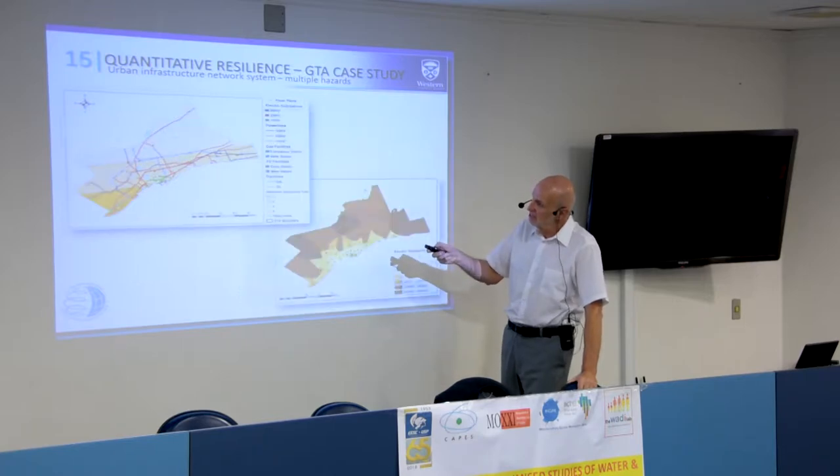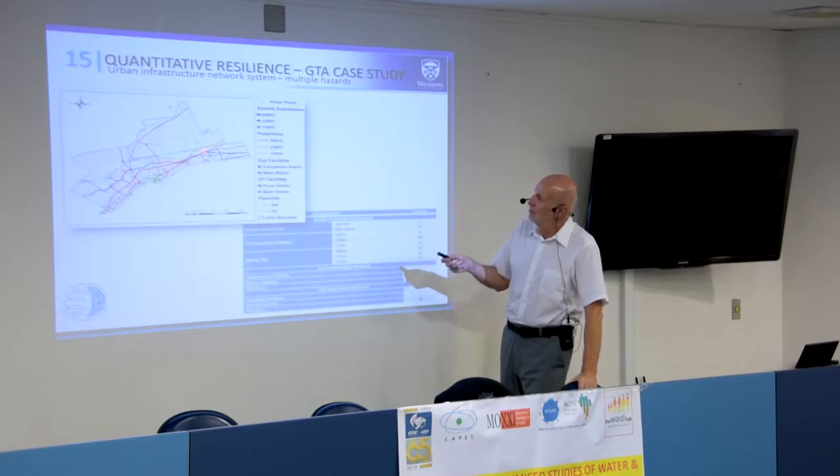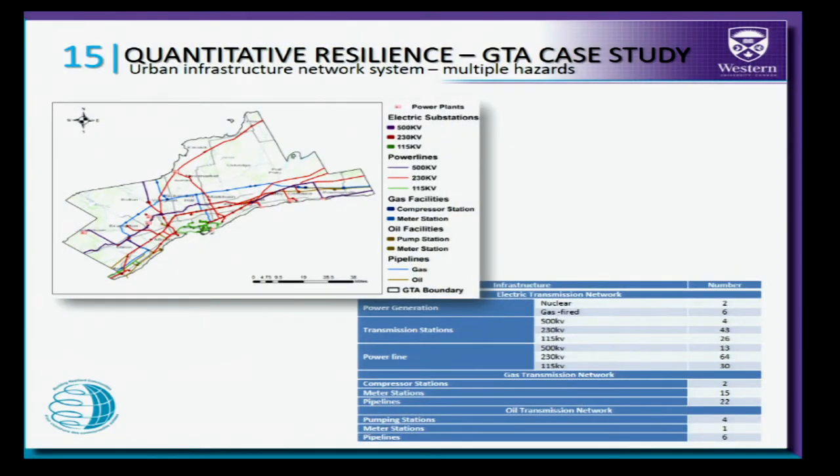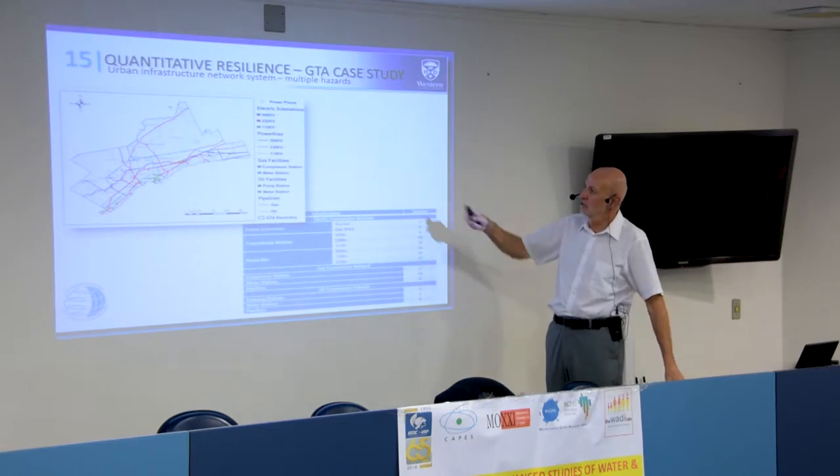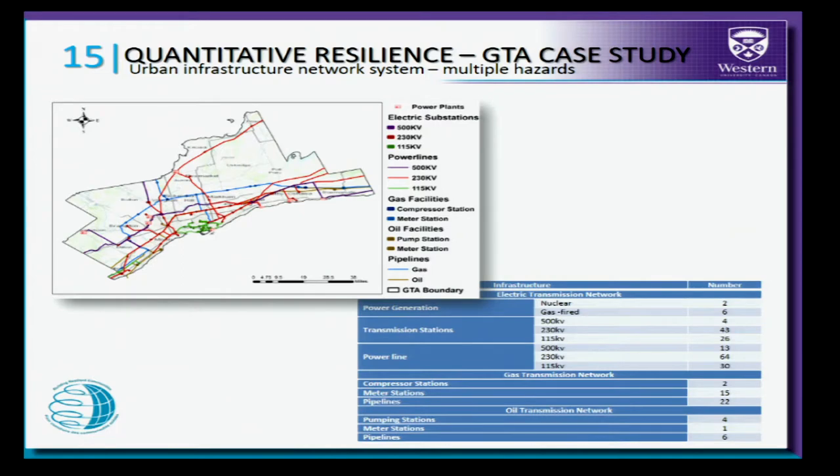So you have a system of the electricity supply, which includes the transmission lines as well as the electric substations of different power, and the power lines of different capacity. We have gas, which includes the compressor stations and meter stations and obviously pipes. And we have oil transport through pumping stations and meter stations into the city. So for the greater Toronto area, this is what we call the GTA, the networks are represented, the colors are showing different levels.